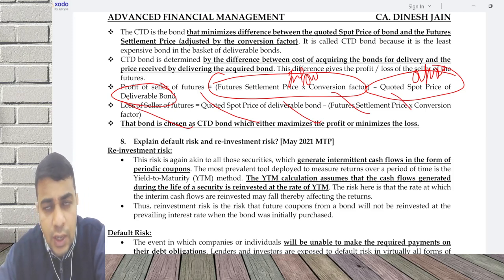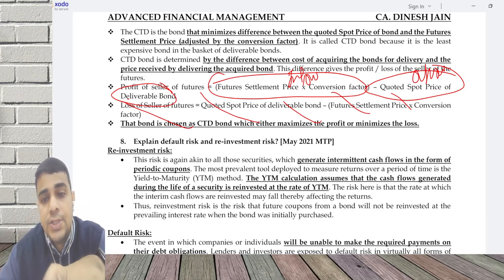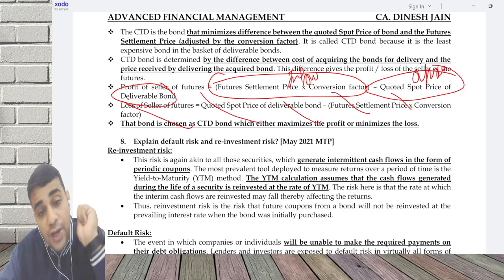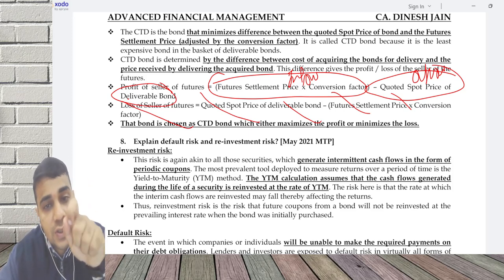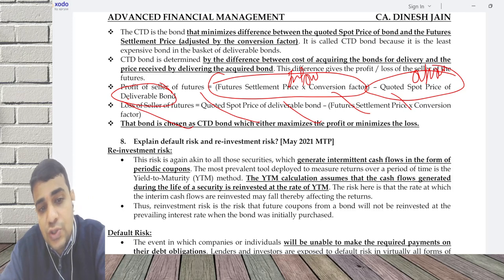Loss is the opposite. So if you are a seller of a future, and somebody says, please deliver the bond, go ahead and buy the bond from the market and deliver it. When you deliver it, you will get the future settlement price into the conversion factor. The other one is not needed. It is self-explanatory. This is as far as your cheapest to deliver bond.